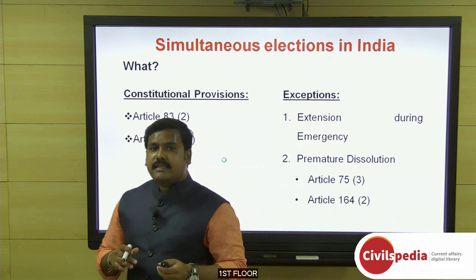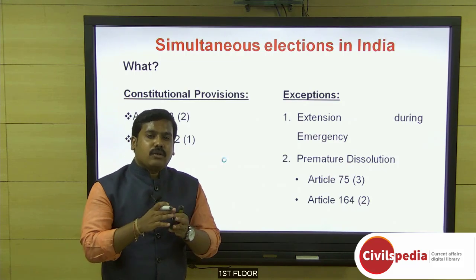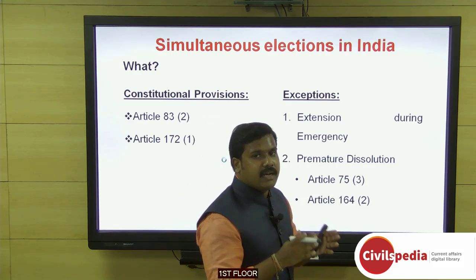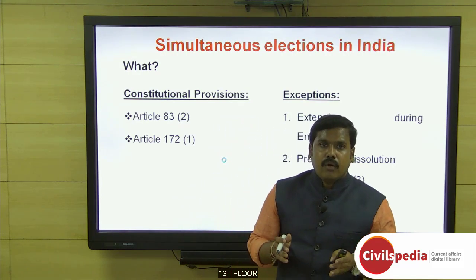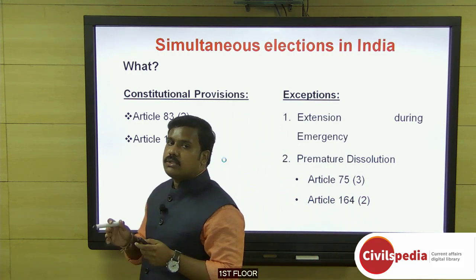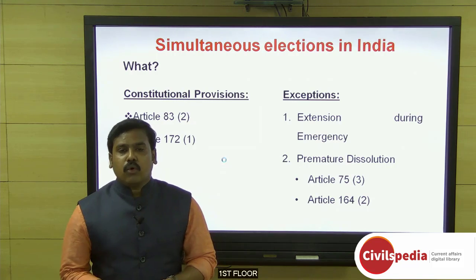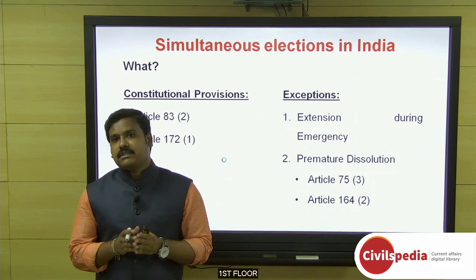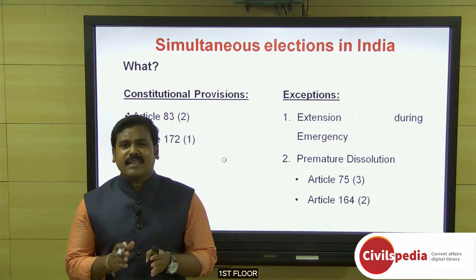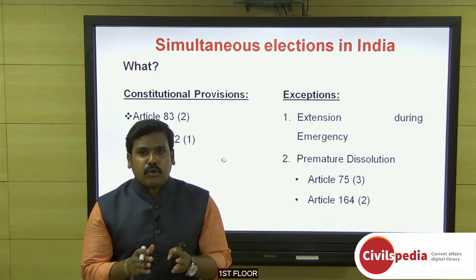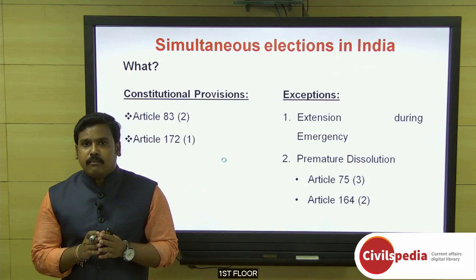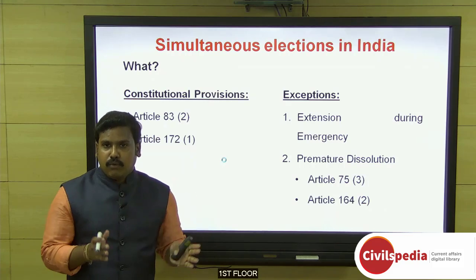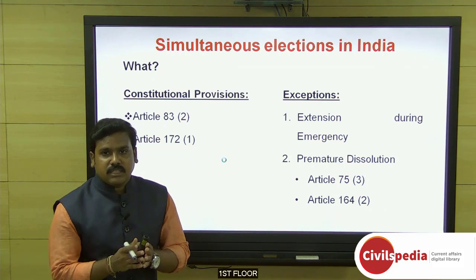Now, what exactly does the constitution say about simultaneous elections? There isn't an explicit mention of simultaneous elections in India. Let us look at the constitutional and statutory provisions related to it. What we can take from the constitution is about the term of the assemblies as well as the Lok Sabha.